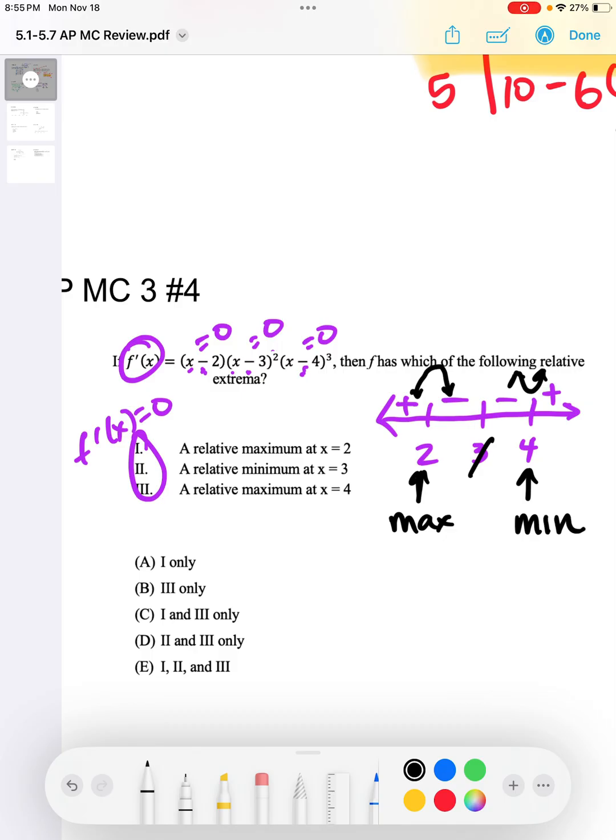So I do not have a relative minimum at 3. I do have a relative maximum at 2. And I have a relative minimum at 4, so that one's wrong. So the only option I have here is 1.